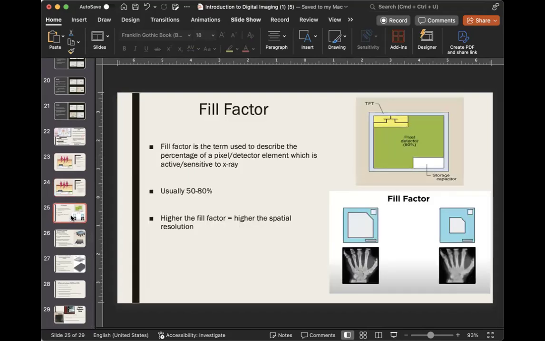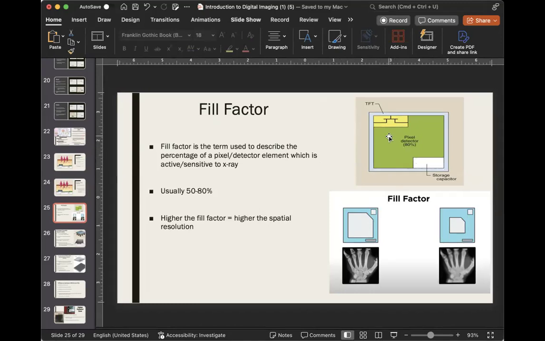Another factor that contributes to spatial resolution is the fill factor of the detector element. And so the fill factor, this is what we're seeing here, of the detector element is seen. And so what we see is usually about 50 to 80% of a detector element will be sensitive to X-ray. The higher the fill factor, the higher the spatial resolution.